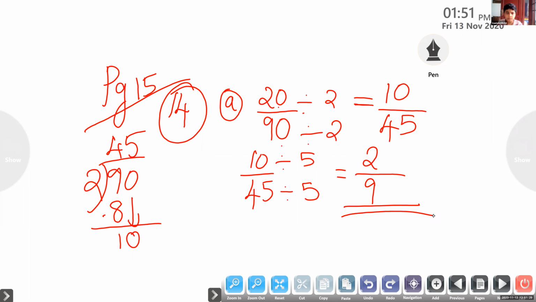Can you divide this again? We cannot divide 2 and 9 because there are no common factors to divide 2 and 9. The common factor is only 1. So what is the final answer? 20 divided by 90 is 2 by 9. Ma'am, HCF is 10, so we can divide easily. Yes, but here they have asked to use the division method. So here, reduce the fractions using the division method.